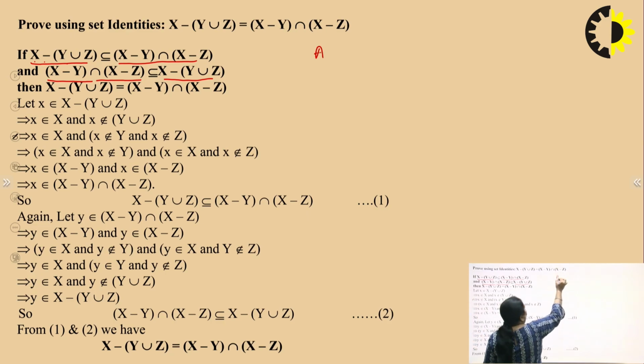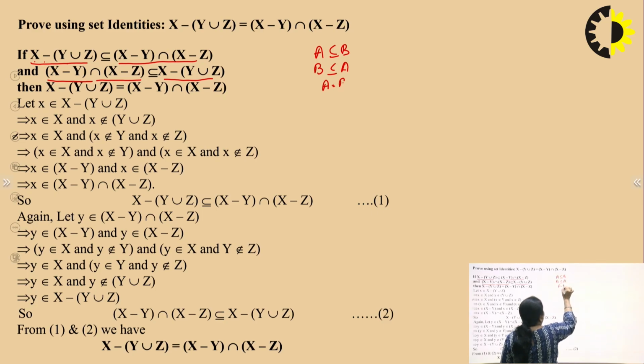We have a condition: if we have to prove two sets are equal, that means A is a subset of B and B is a subset of A. That means A and B are equal. So we have to prove these are equal. We have supposed that if this is a subset of this and this is a subset of this, then this is equal to this. We have to prove it. So let's take the first one.